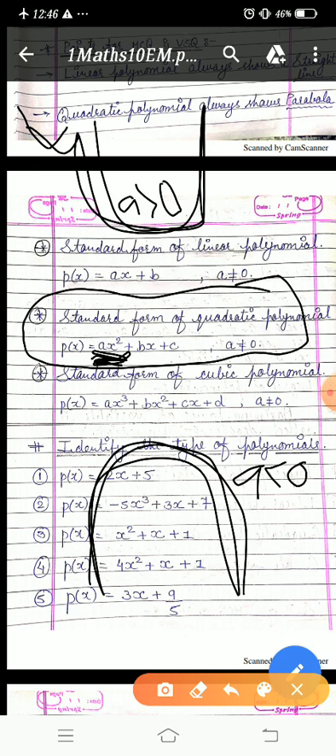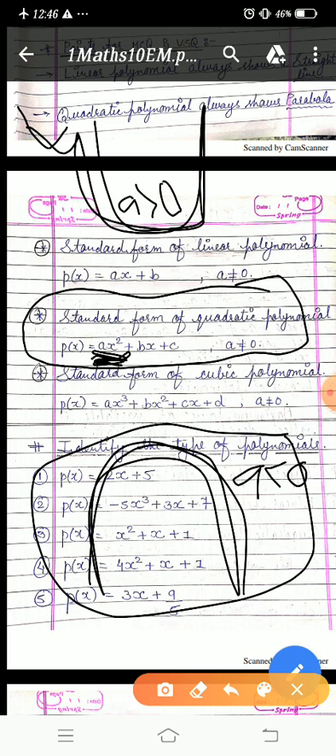A 1 mark question was asked in the March 2020 board examination: identify the graph of the given polynomial. In that particular case, the value of a, the coefficient of x square, was given negative. So the answer to that particular question will be a downward open parabola. So this you need to remember, right?